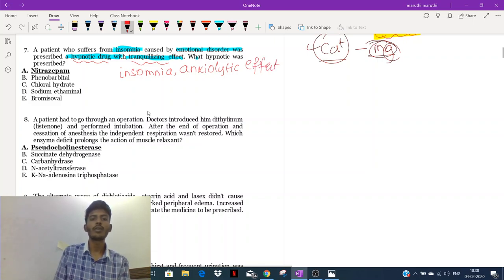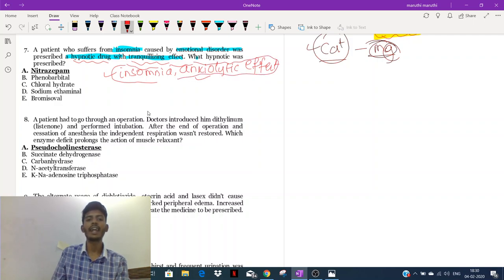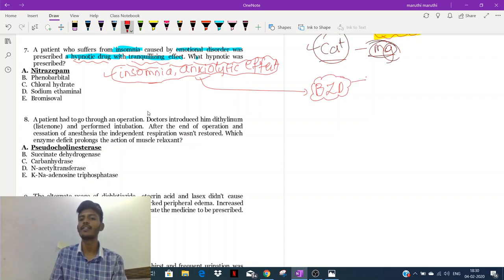Now, insomnia means we need to induce sleep. At the same time, anxiety should be broken. Right? So this is how we treat. Which of the given drugs has that property? The drug which possesses insomnia treatment, anxiolytic effect and hypnotic effect will be from a group of drugs called benzodiazepines, BZD. Now, what are these benzodiazepines? They are the GABAergic drugs.